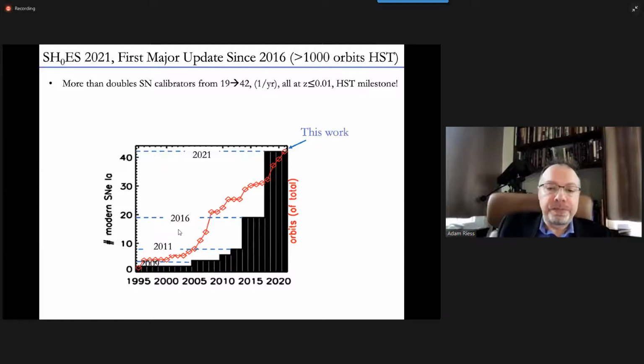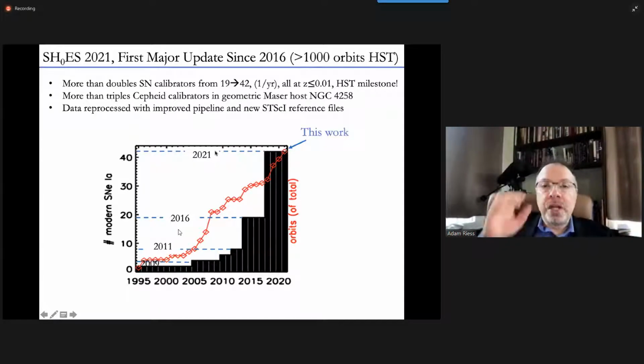And so just looking at how that data accrued over the last 20 to 25 years, earlier releases were based on just a handful. A few we inherited from first generation experiments, up to about 8. In 2016, there were 19, and here, we're more than doubling that sample. At the same time in this release, we're also more than tripling the sample of Cepheids that have been found in the geometric maser host. That's the first rung, or part of it, NGC 4258.